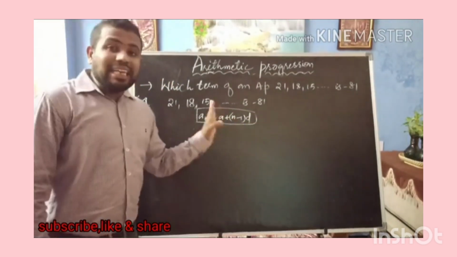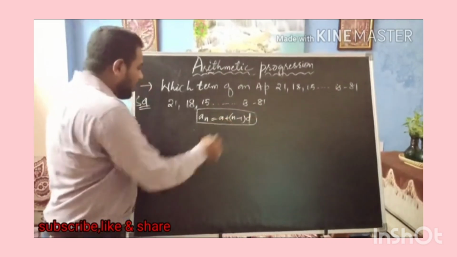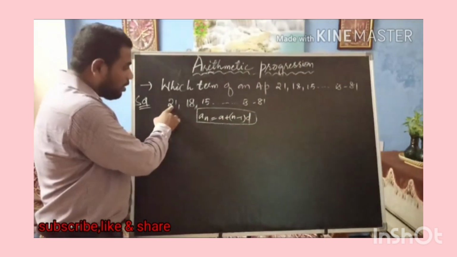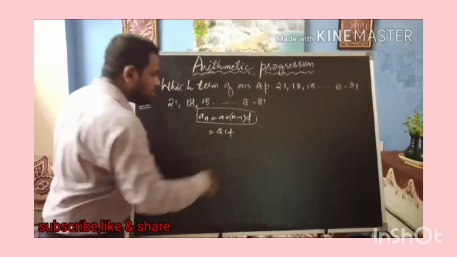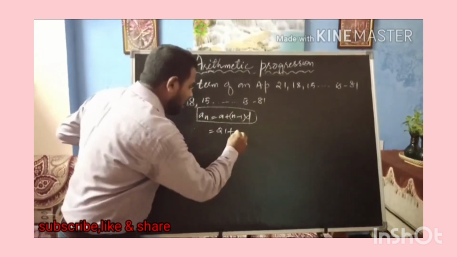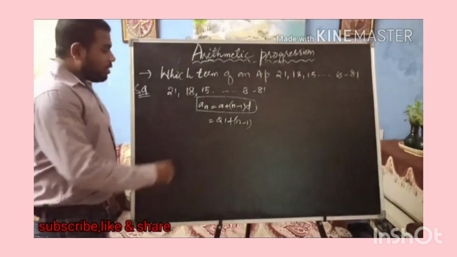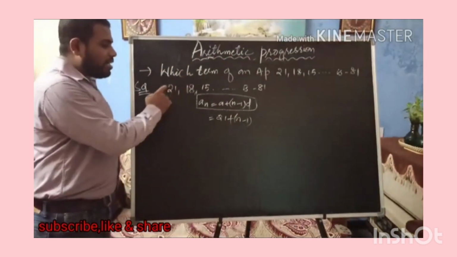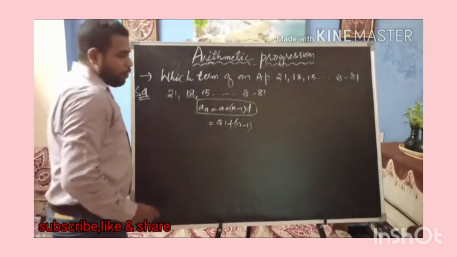Here we have to find the term. We don't know which term is minus 81. So what is A? A is going to be 21, very simple. Plus, what is N? We don't know what N is, so it will remain N, into D. What is D? D is the common difference, the difference between the second term and the first term. So 18 minus 21, that is going to be minus 3, right?